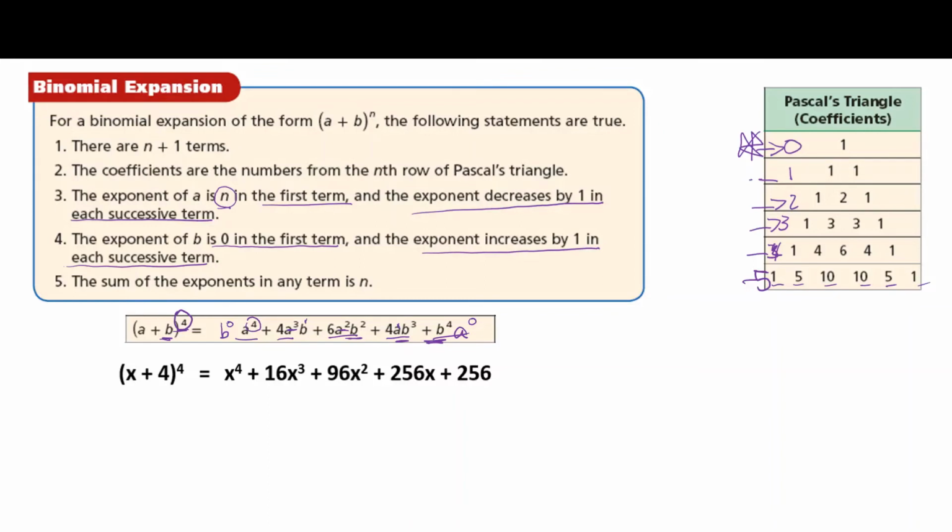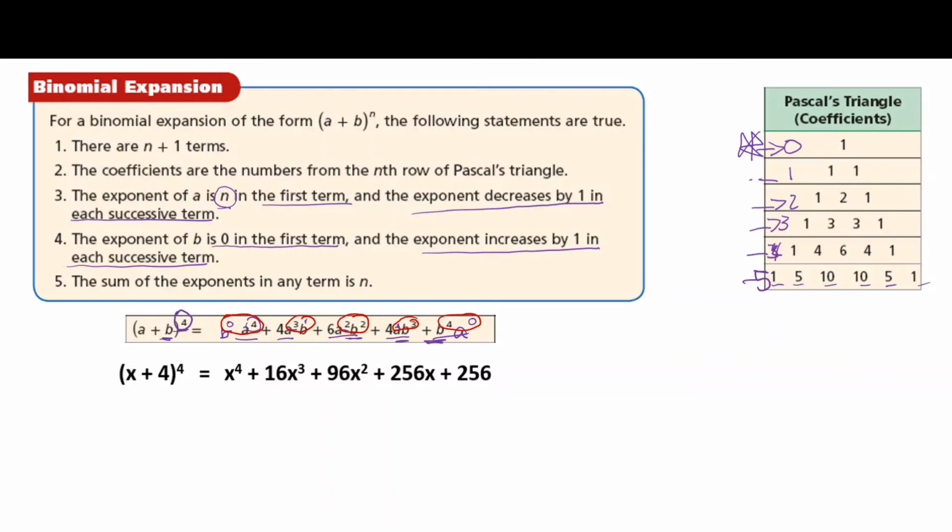So notice 0 plus 4, I'll do this in a different color, 0 plus 4 is 4. 3 plus 1 is 4. 2 plus 2 is 4. 3 plus 1 and 4 plus 0. So each of those are also going to be 4.